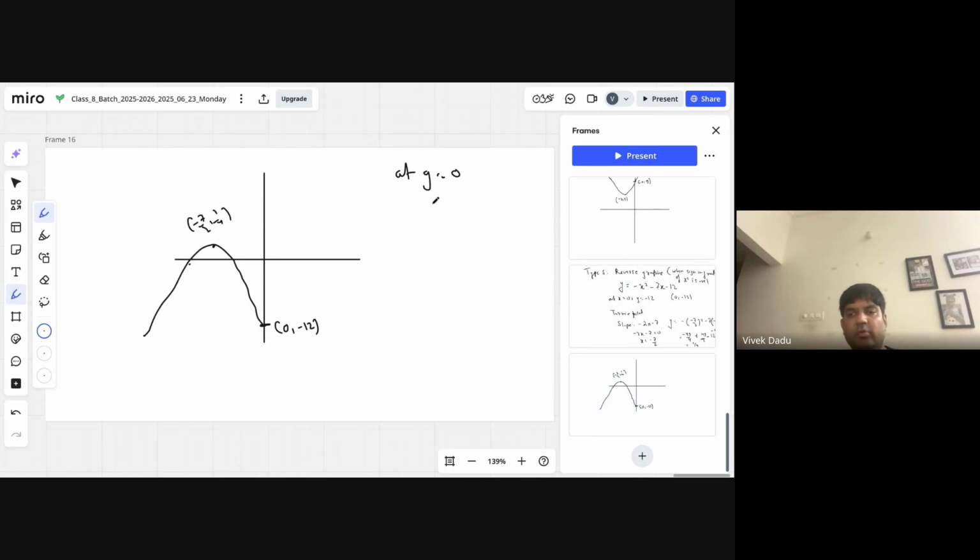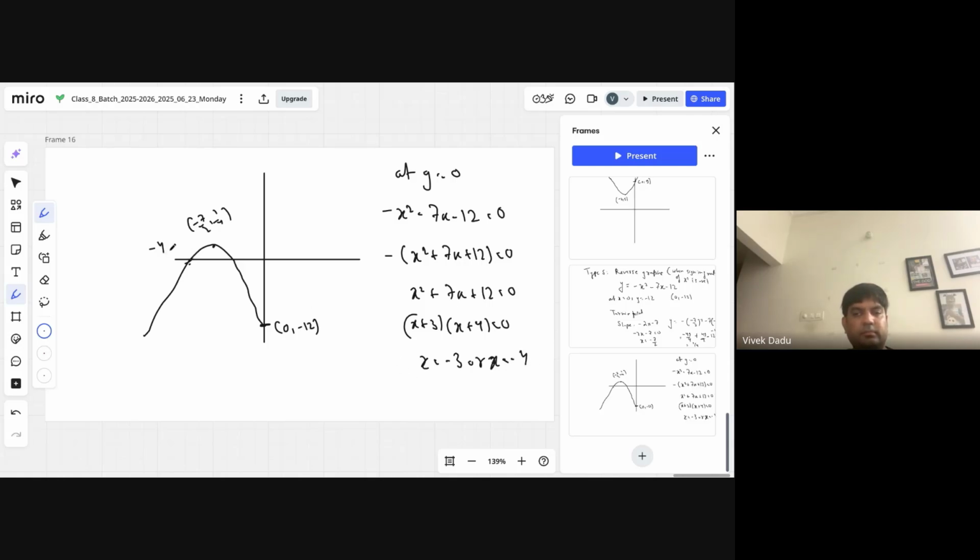So at y equal to 0, minus x square minus 7x minus 12 equal to 0, minus common, x square plus 7x plus 12 equal to 0, x square plus 7x plus 12 equal to 0, so x plus 3, x equal to minus 3 or x equal to minus 4. Here, yes, sir.